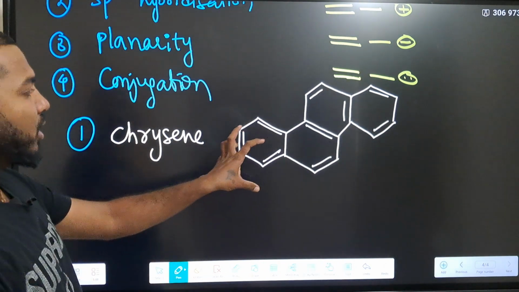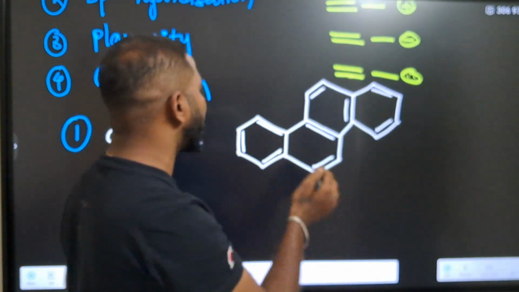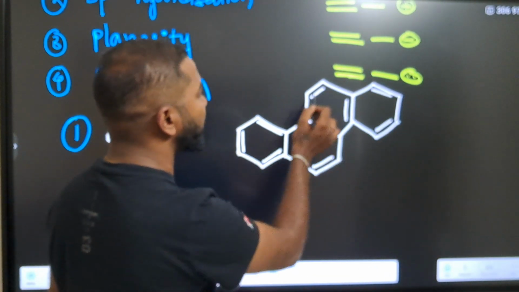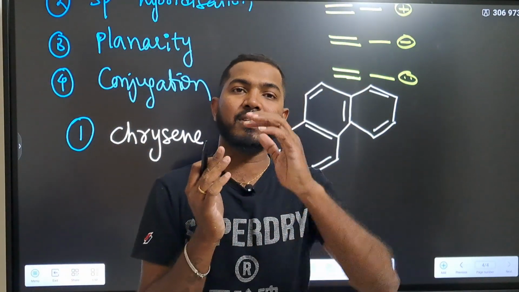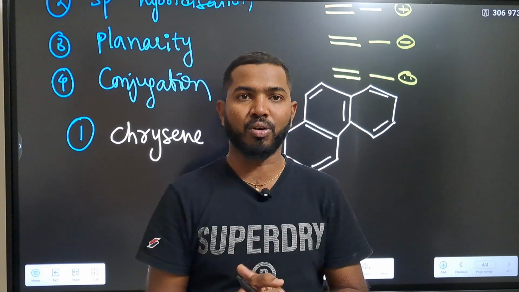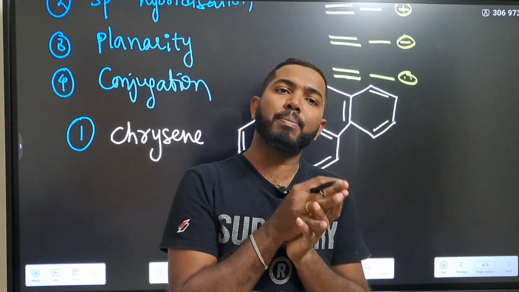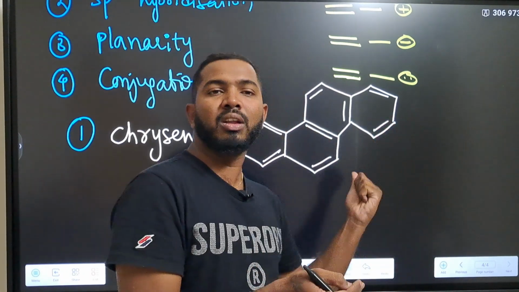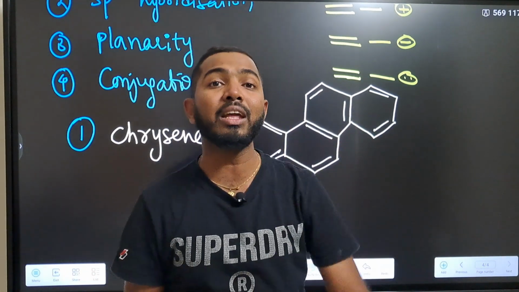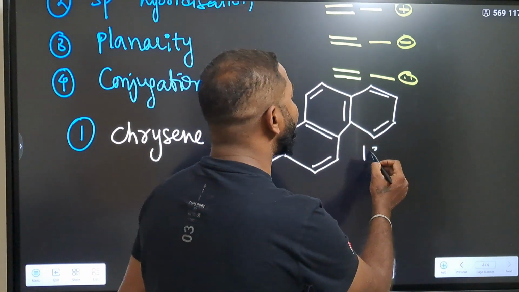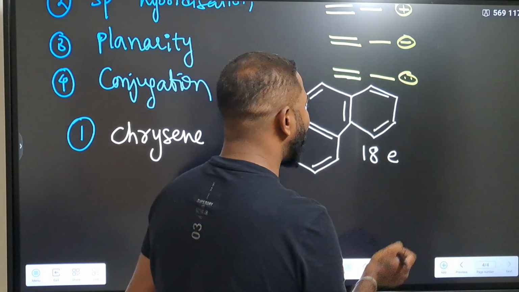Now if you observe carefully, how many pi bonds are there in this? 1, 2, 3, 4, 5, 6, 7, 8, 9. So there are 9 pi bonds, so we will have 18 pi electrons, right? Each pi bond has 2 electrons. So with 9 pi bonds in total, there are 18 pi electrons. So chrysene has 18 pi electrons.